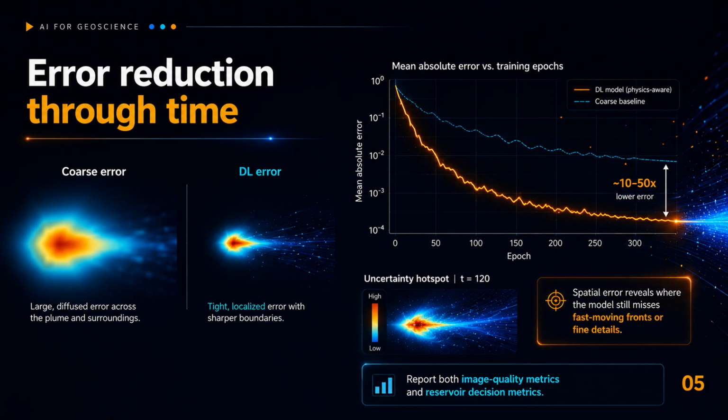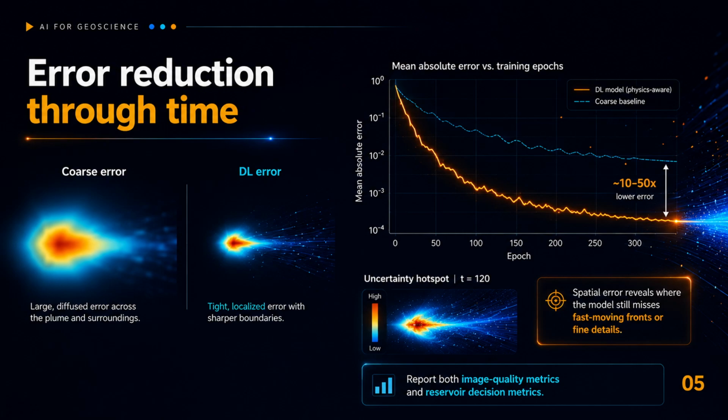For subsurface decisions, we also need to know where the error happens. If the error is located near a moving front, a leakage pathway, or a pressure hotspot, it may be very important. So, for scientific research, we should report both image quality metrics and reservoir decision metrics.